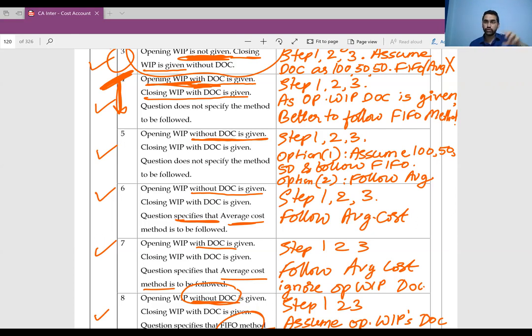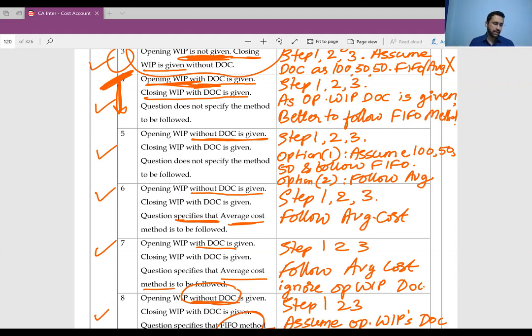So this is how you should read and decide what should be my first working note, what should be my second working note. I don't know how many times I have told you, I'm telling this again. Understanding the question properly is half the solution. If that is done properly, the other half will be correct. Most of our students don't understand the question properly.